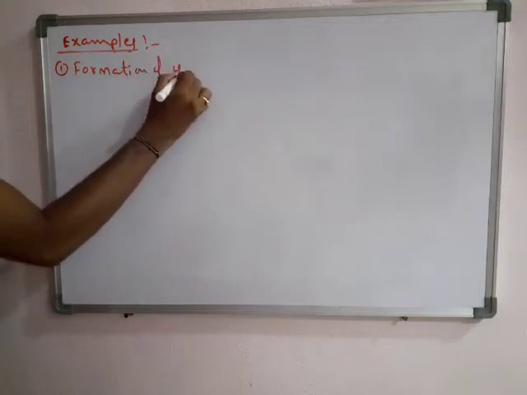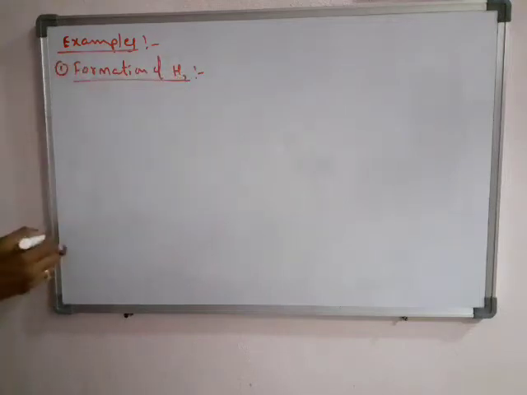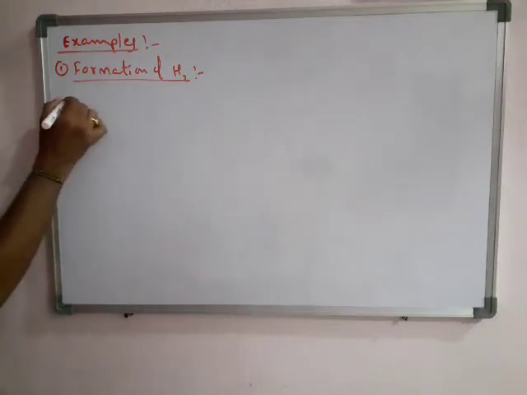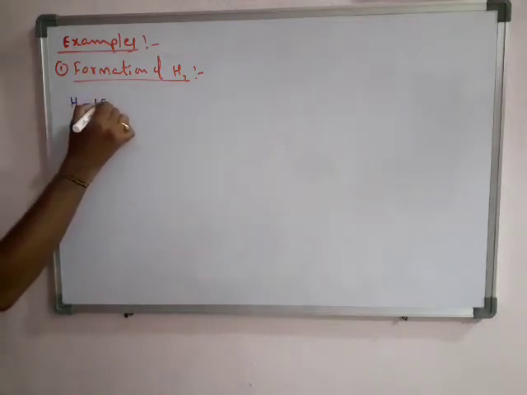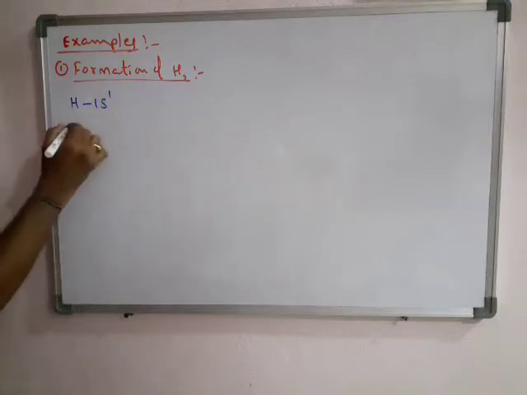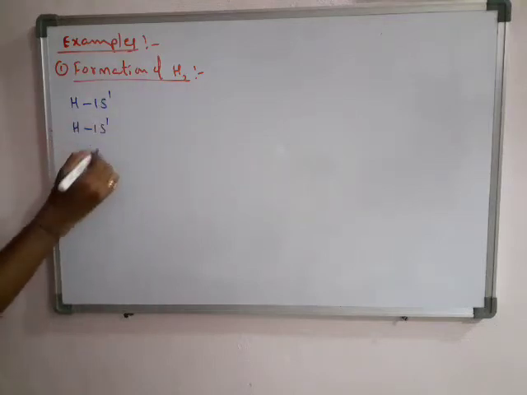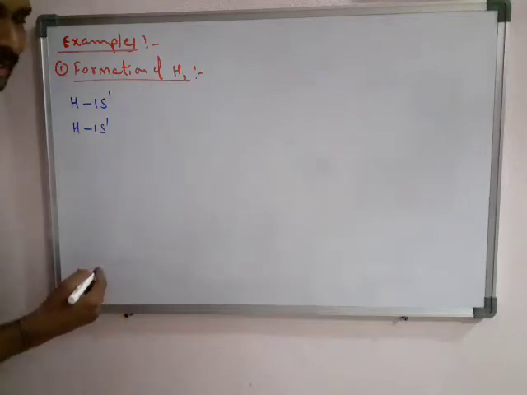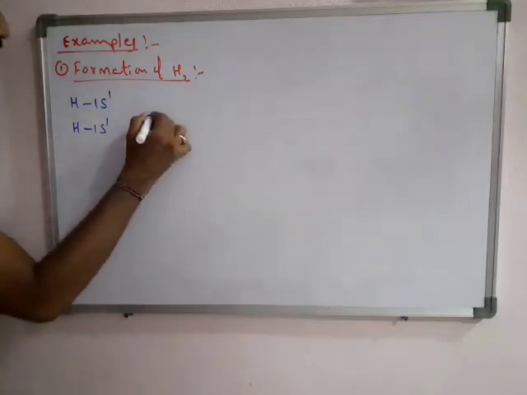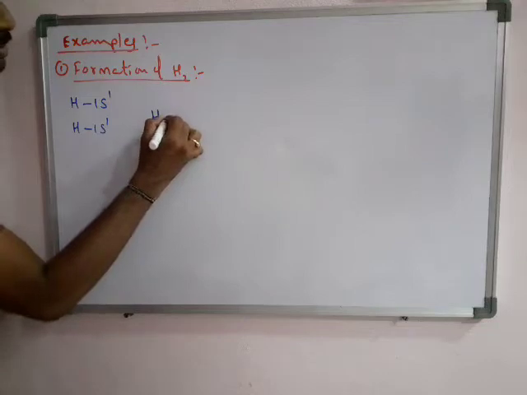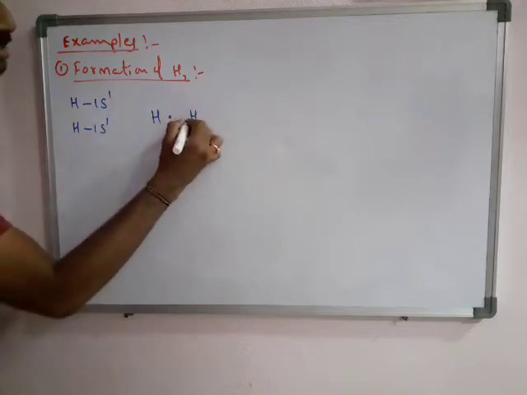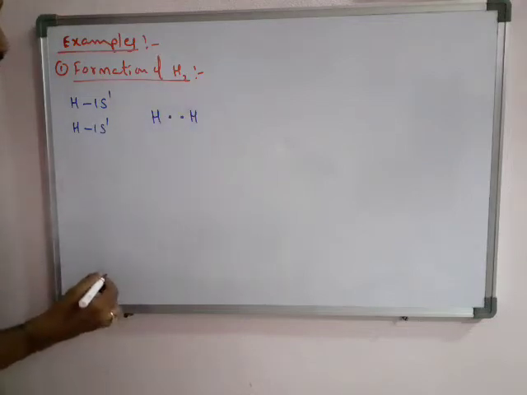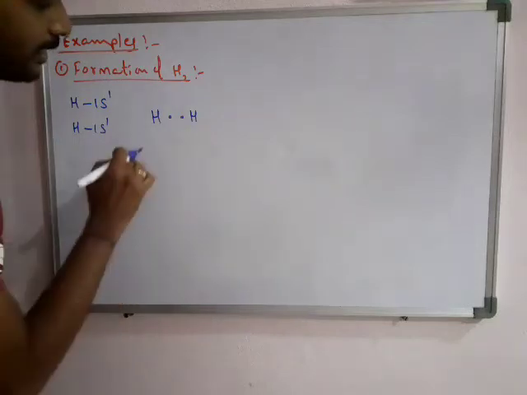The first one, the formation of H2 molecule. So what is the hydrogen configuration? We know that it is 1s1. Like the 2 hydrogens are there, 1s1. Now both hydrogens need one electron to get an octet configuration. This is the one hydrogen position, and this is the second hydrogen position. It needs one electron, it needs one electron.